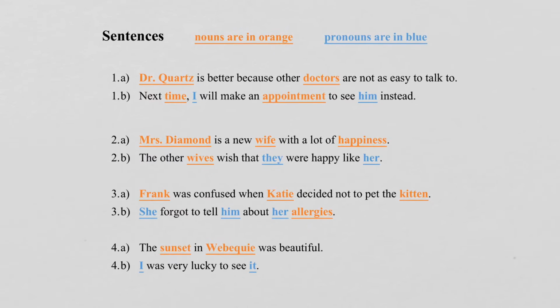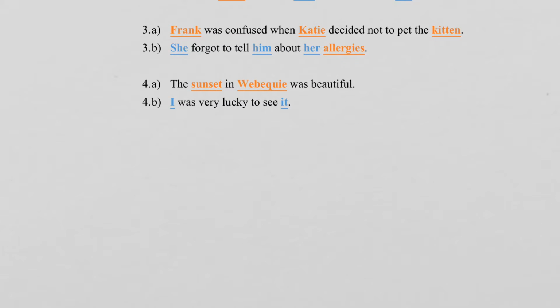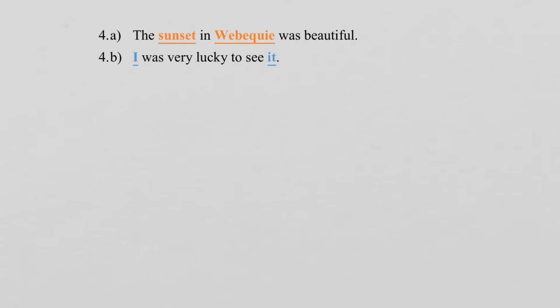As I promised, let's finish off with some example sentences. Please note that the nouns are in orange and the pronouns are in blue. One thing that can be confusing when we use pronouns is that it's possible to have nouns and pronouns in the same sentence. I do have one sentence at the very end, and maybe I'll skip ahead to that sentence, where I have nouns in the first sentence and then pronouns in the second sentence. So this is my fourth set of sentences here. So let's just look at 4A.